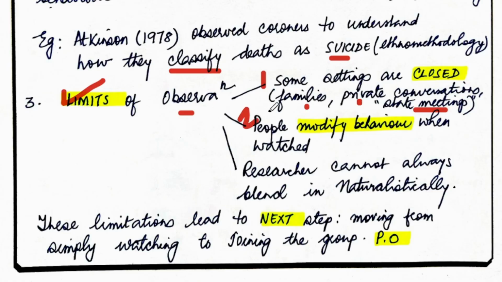Second, people mostly modify behavior when watched. So, this is a form of social desirability bias. Individuals adjust their conduct to appear more acceptable, polite, or socially appropriate. As a result, the behavior observed may not reflect what actually happens when the researcher is not present.